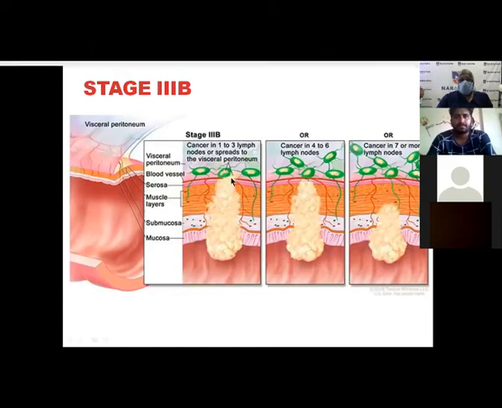3B again: breach of the visceral peritoneum with lymph nodal metastasis. Not breach, but 4 to 6 nodes. Here, 1 to 3 nodes. It is well within the muscularis propria, but it is more than 7 nodes. All are 3B. Please note this down.